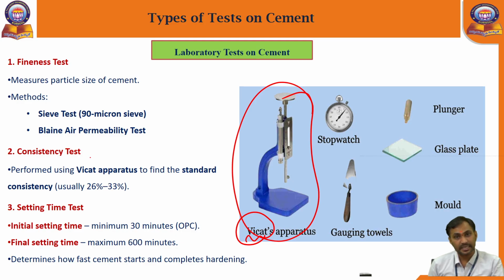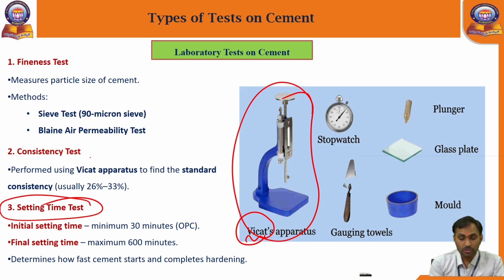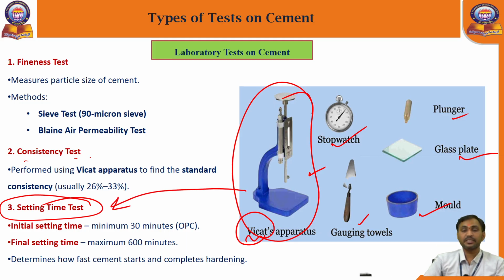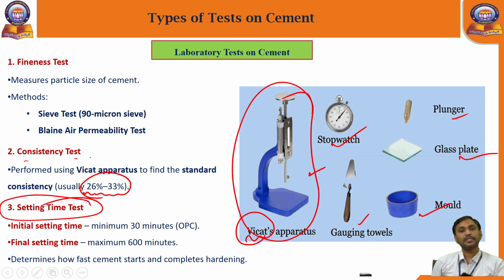In this we conduct the standard consistency test of cement and the setting time of cement. In the consistency test, we use the Vicat apparatus, stopwatch and gauging tools, mold, glass plate, and plungers. The same Vicat apparatus is used for the setting time of cement. Now we discuss the consistency test, performed using the Vicat apparatus to find standard consistency. Usually the P value is referred to as 26 percent to 33 percent.